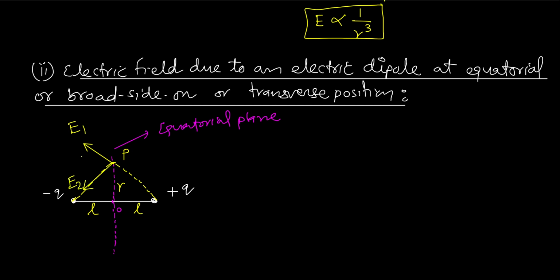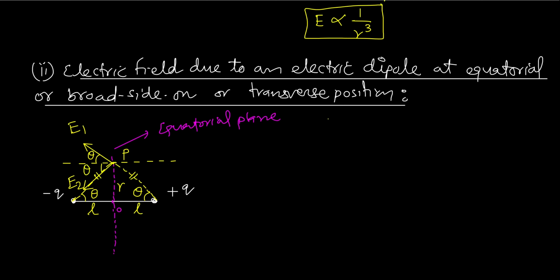And interestingly, both of these 2 electric fields will have the same magnitude because point P is at equal distances from these 2 charges, but their directions will be different. The electric field E1 will be away from plus q charge and E2 will be towards the minus q charge. And let's draw a line parallel to the axis of the dipole, and suppose this angle is theta, then of course this angle will also be theta, because this is a perpendicular bisector line. These 2 sides will be equal, so angles will also be equal, and if this is theta, this will also be theta.